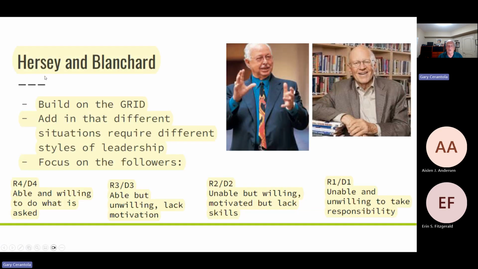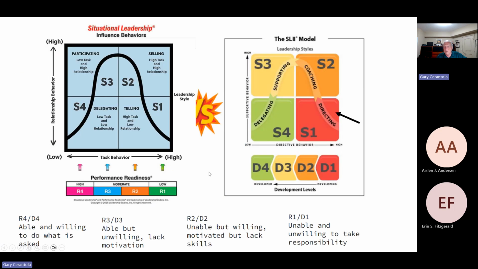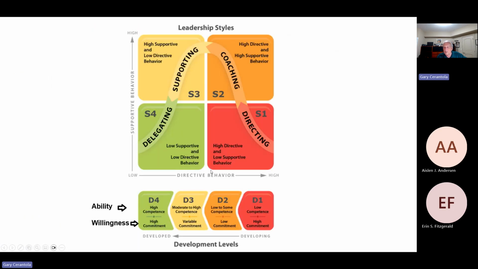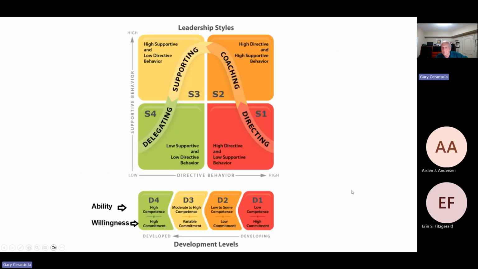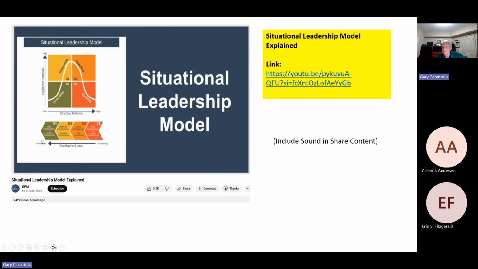And that's where Hersey and Blanchard come in and build on that grid and add different situations that require different styles. And here's where it all sort of comes together. And you can see where you need to be selling and where you need to be telling. And this one here really gives you where the actual followers are. Okay, so that's where that piece is.